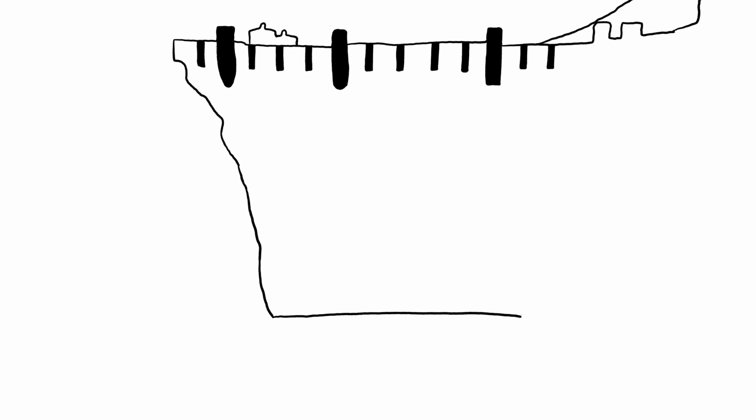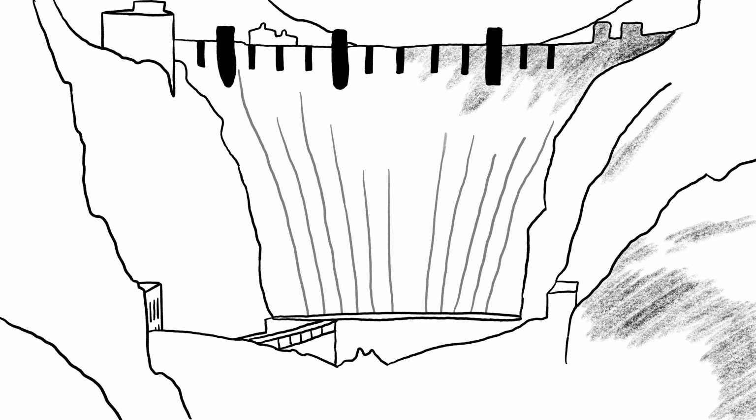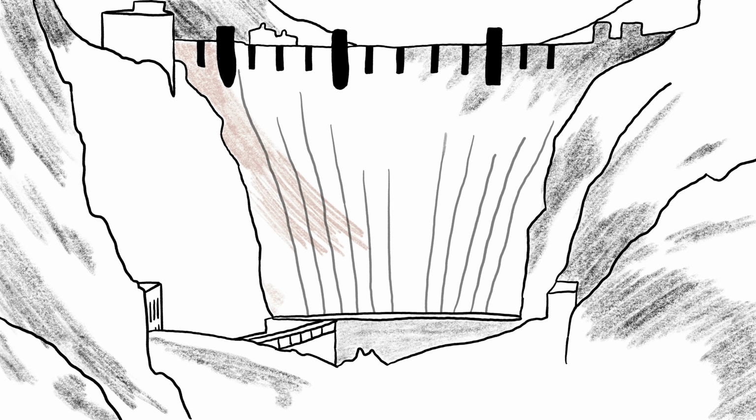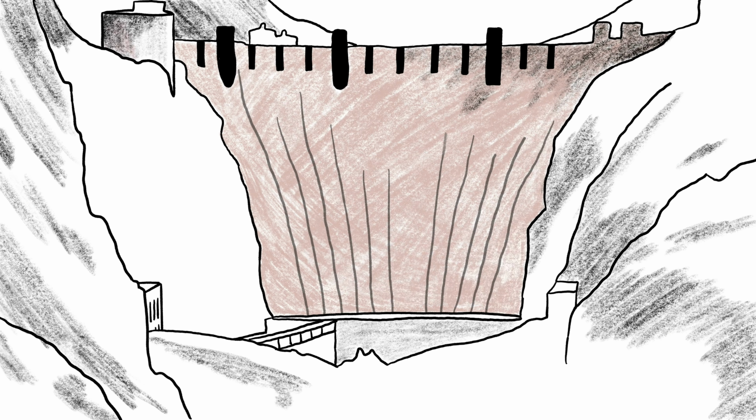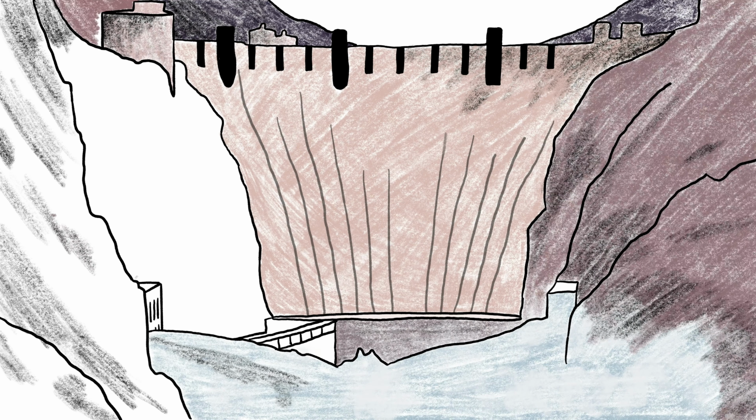A dam is like a traffic light for water. You might be wondering why I said that. Well, that's because it's exactly what it does. A dam's main function is to control the flow of water, and it can either speed up or slow down the flow depending on what's needed at that time.